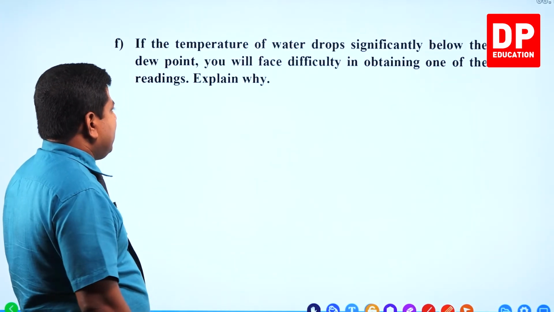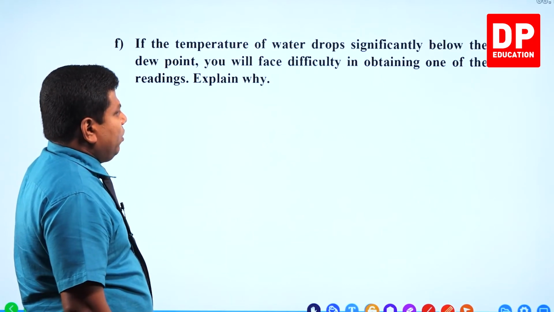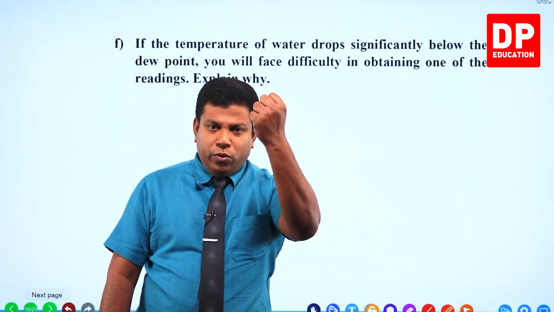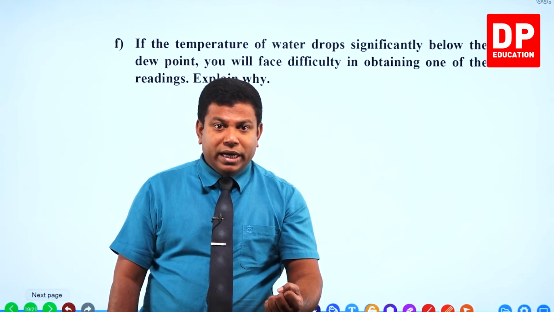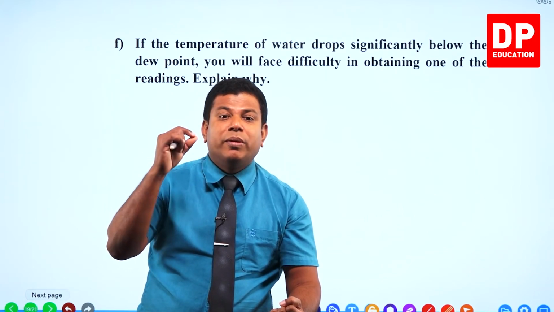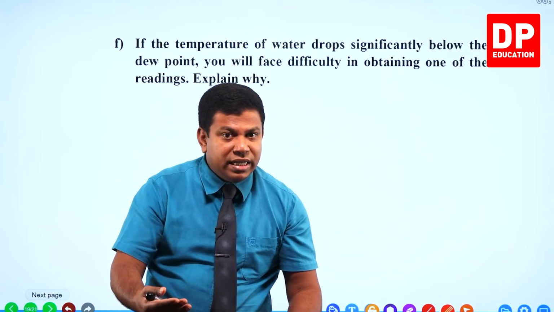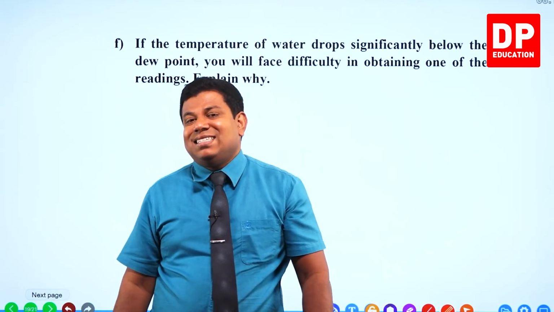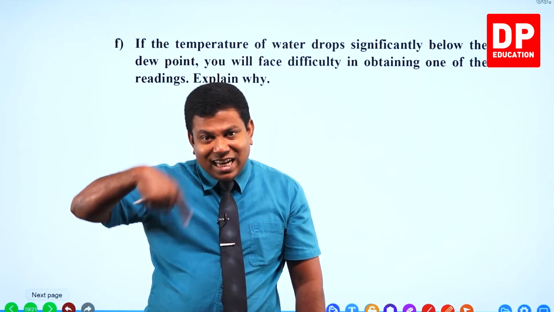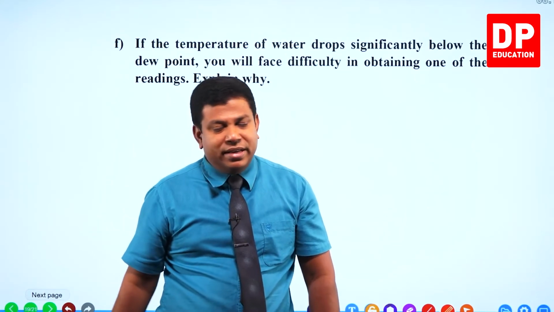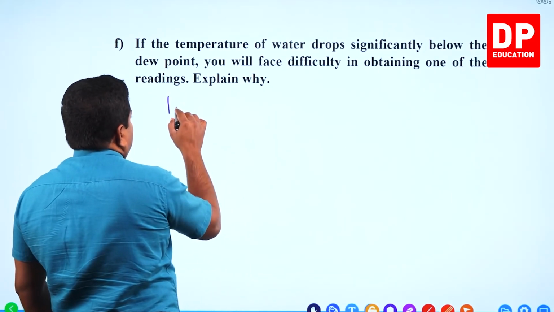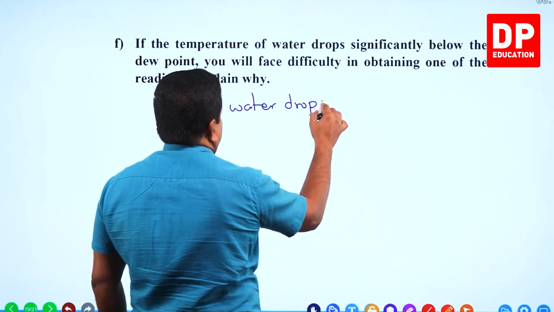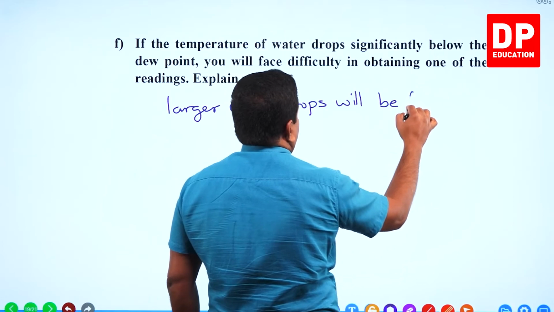If the temperature of water drops significantly below the dew point, you will face difficulty in obtaining one of the readings. Explain why. I think I explained earlier. If you drop the temperature significantly below the dew point, then larger water drops will be formed on the surface. When you increase the temperature, larger water drops won't vaporize easily. So getting the second reading of temperature will be hard. Let's write that. Larger water drops will be formed.